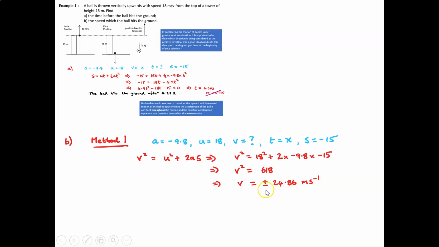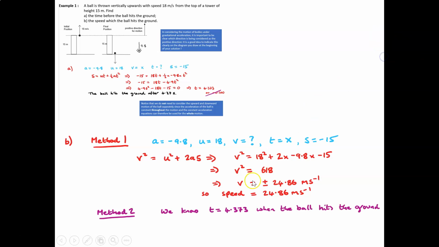Now think what's happening. If it was going up, it would be plus, but being as it's coming down to hit the floor, it's got a velocity of minus 24.86, but we only need the speed. So the speed is the magnitude of that, which is 24.86 meters per second.